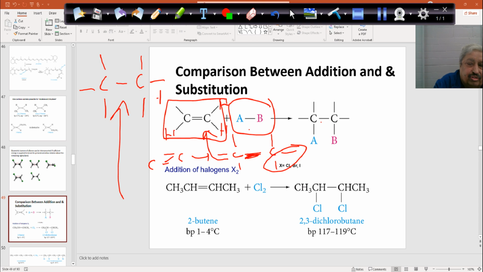How many hydrogens? 4 hydrogens. So 1, 2, 3, 4. You open up one single bond, then you can add this molecule there. So the double bond and triple bond, you can add to them any other chemicals, any other compounds. Double bond, triple bond. Single bonds you cannot.